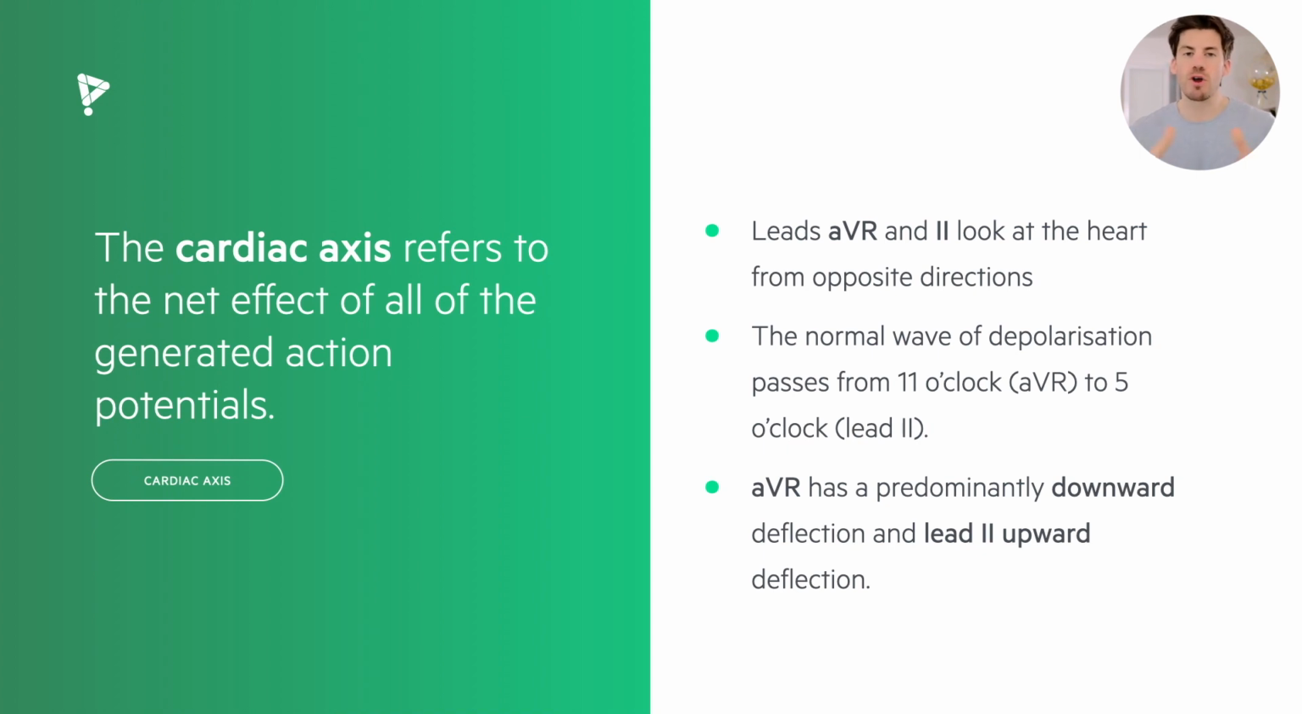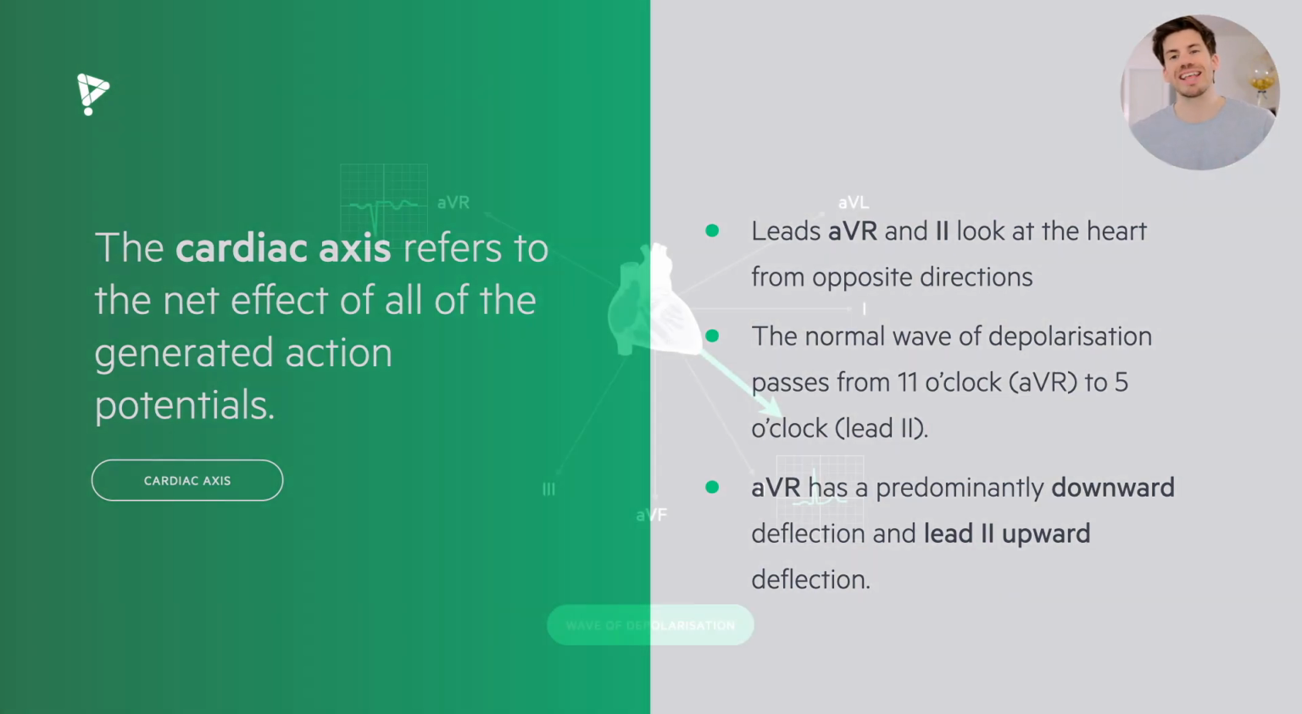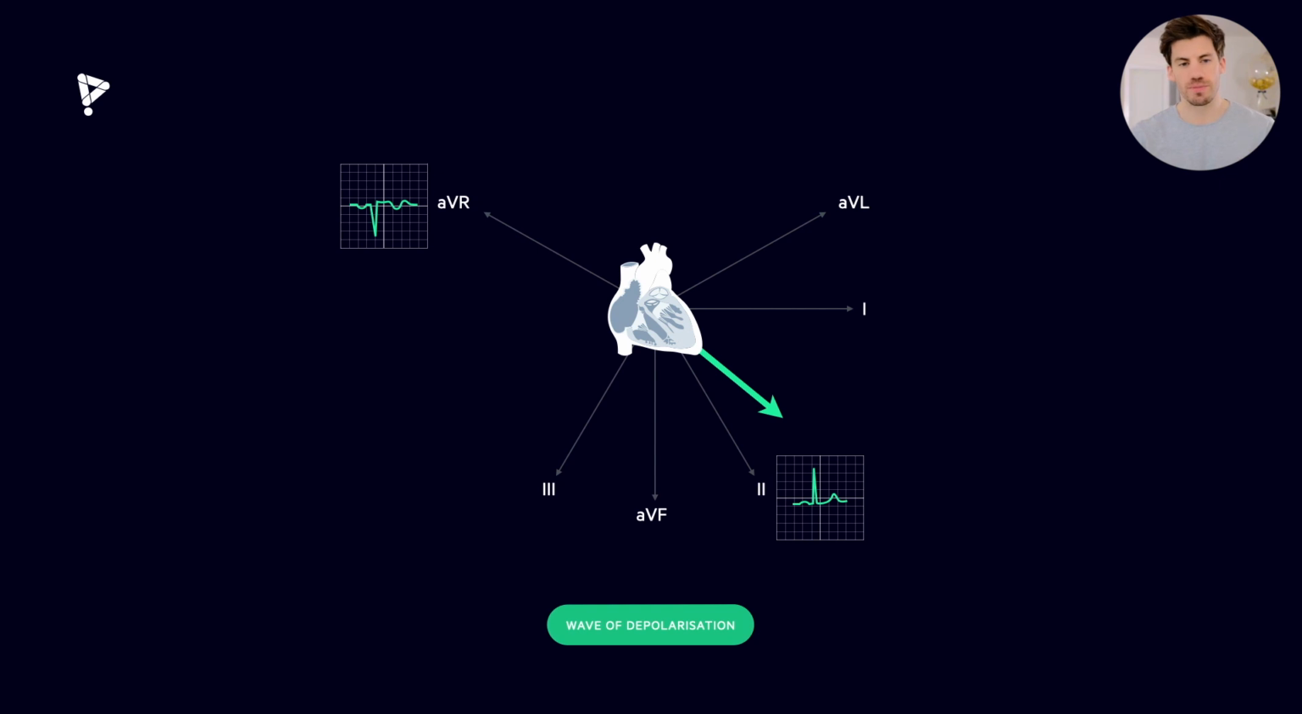So remember, go back to our principles. If it's going towards a lead, it's an upward deflection. If it's going away from a lead, it's a negative deflection. So this is showing that here. So the average spread of depolarization is part of this arrow, okay? So depolarization will be occurring in lots of different directions, but we have an overarching average wave of depolarization which is detected, which has the highest rate of electrical activity.